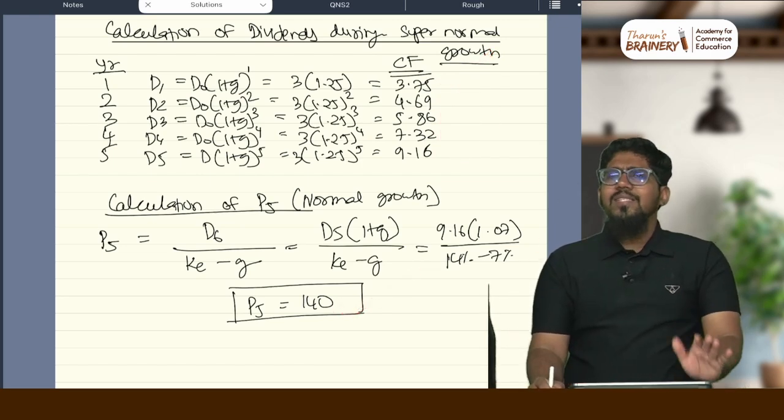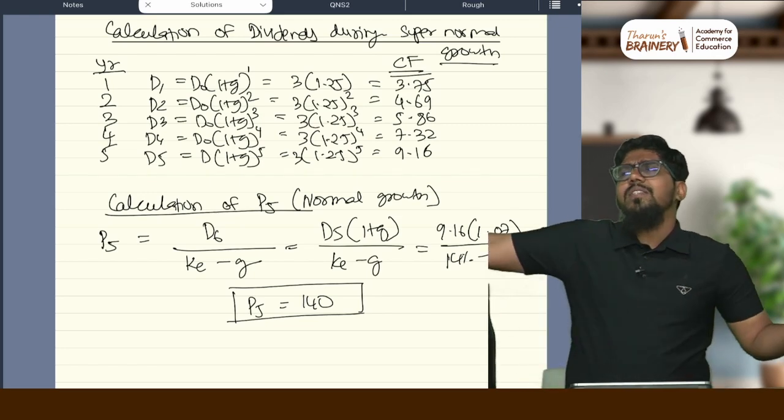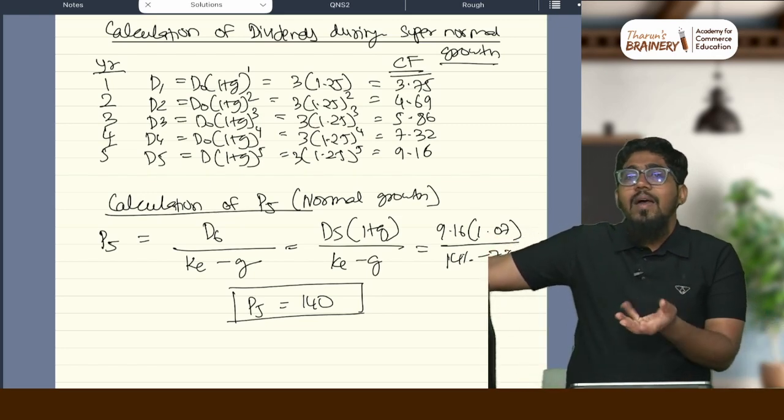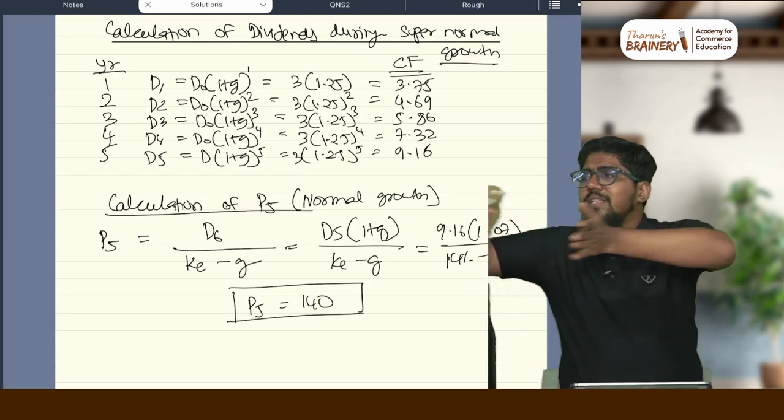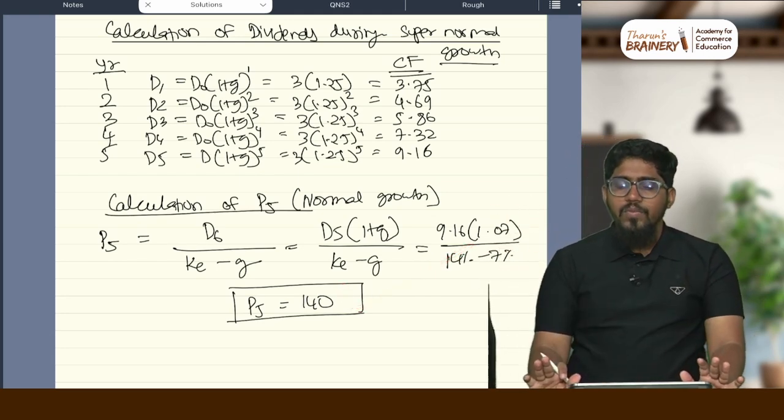How, sir? We are not selling, right? I'm just finding the intrinsic value of the fifth year. Why, sir? Because after the fifth year it is normal growth, so I can calculate the price. Otherwise I cannot calculate the price. Because it is normal growth, I'm calculating the price. So normal growth 140. Are you all with me?